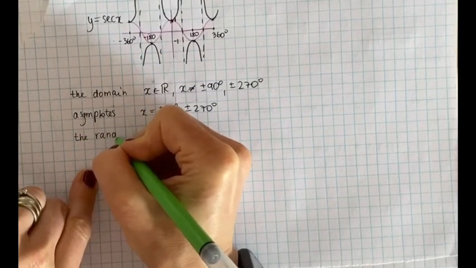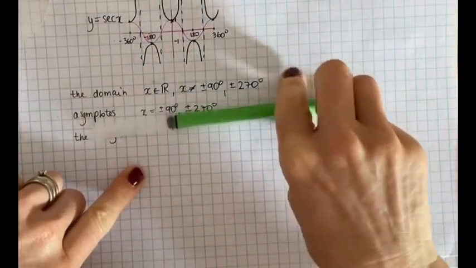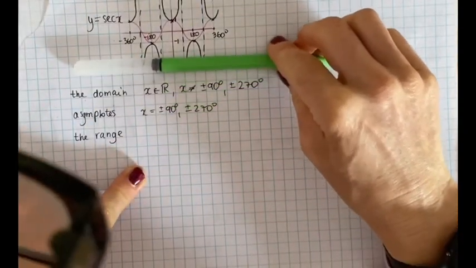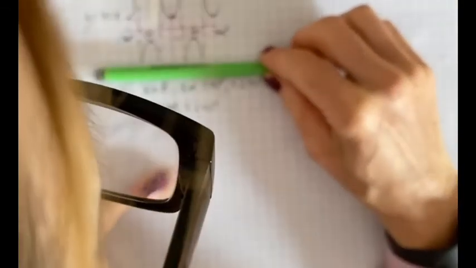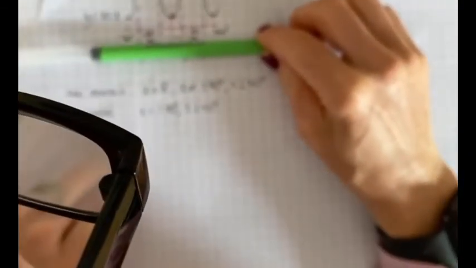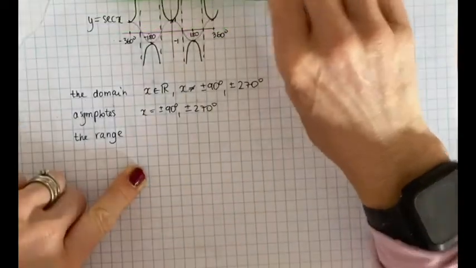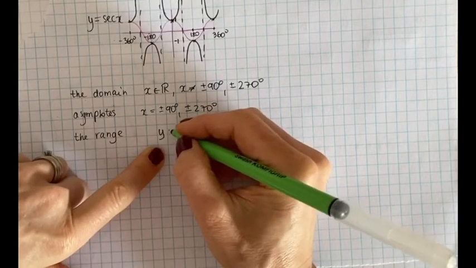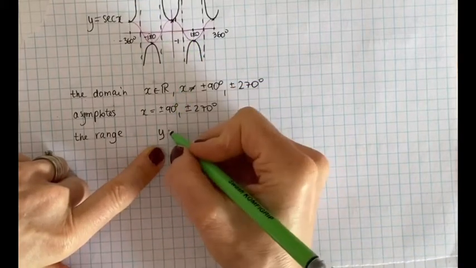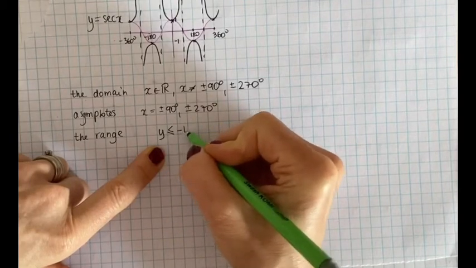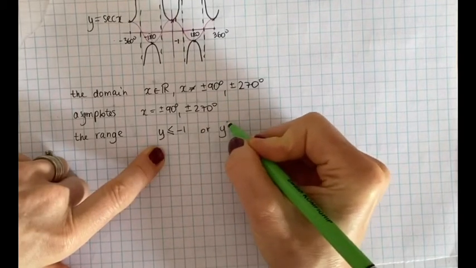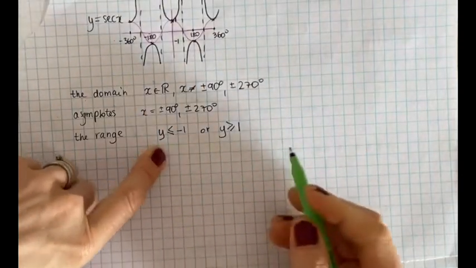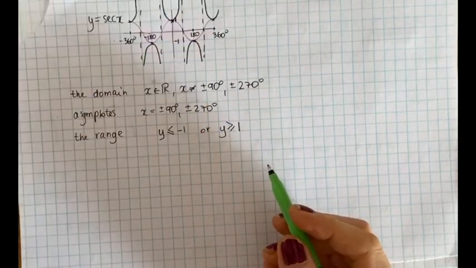Now what's the range? So what values of y do you obtain? If you were to go along the y-axis, you're going to be hitting the black curve all the time. And the last time here is at minus 1, and then nothing up until 1, and then again you'll be hitting the curve. So y is going to be less than or equal to minus 1, or y is greater or equal to 1. You can't put these two together because they're two separate regions.